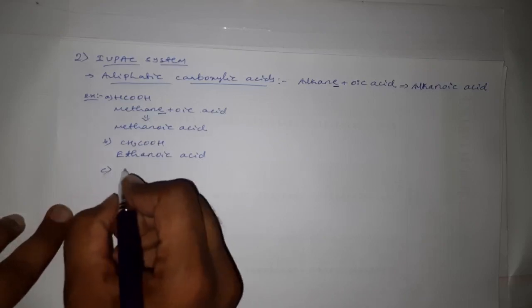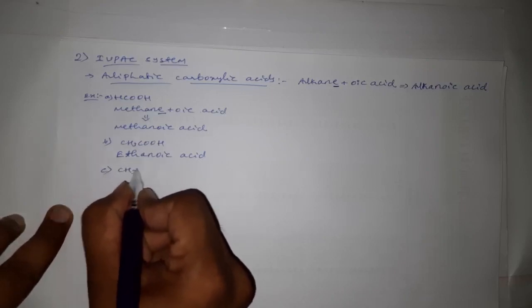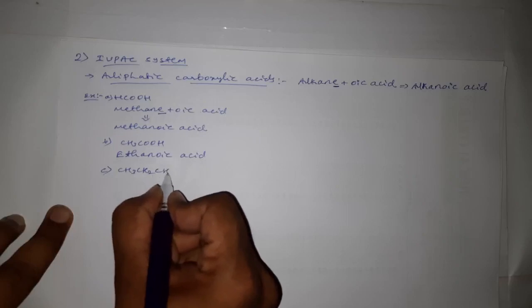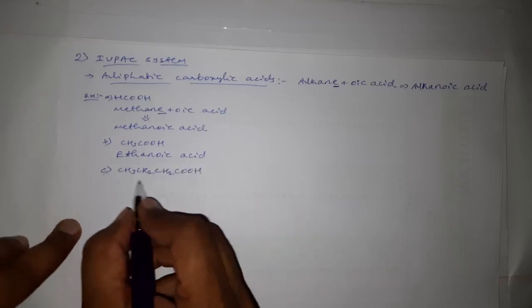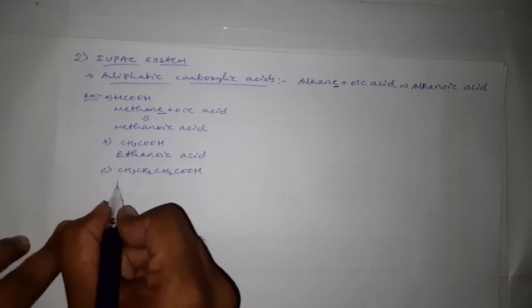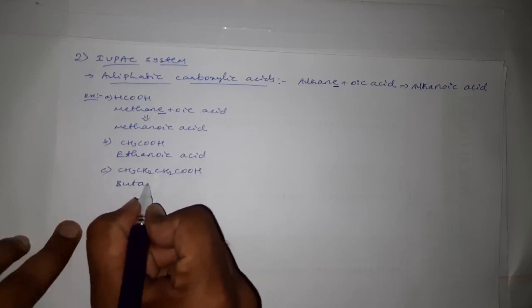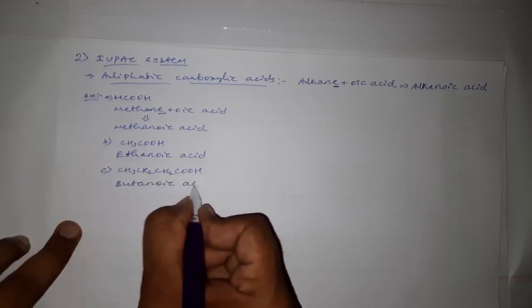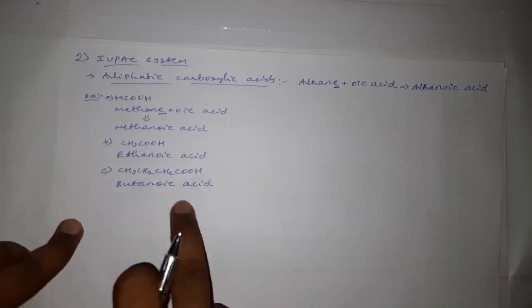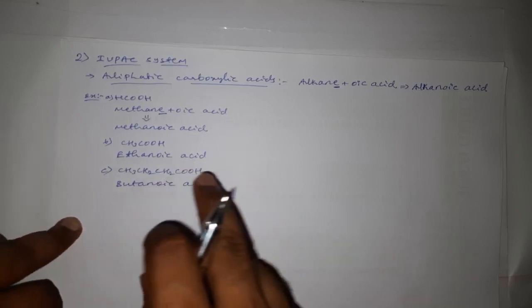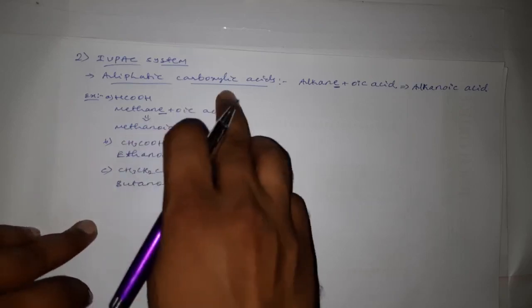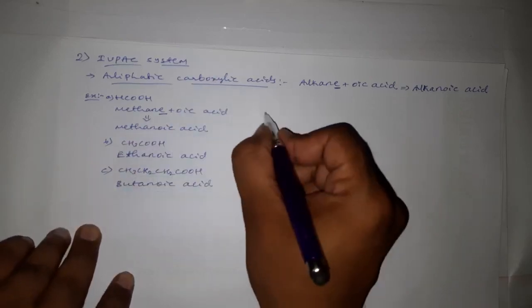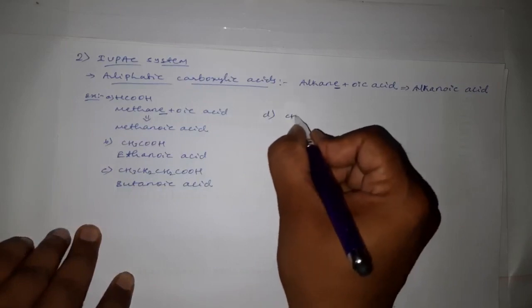Or we can take another example, CH3CH2CH2COOH. It can be derived from butane. Four carbons are there, and its IUPAC name is butanoic acid. These are all non-substituted aliphatic carboxylic acids.